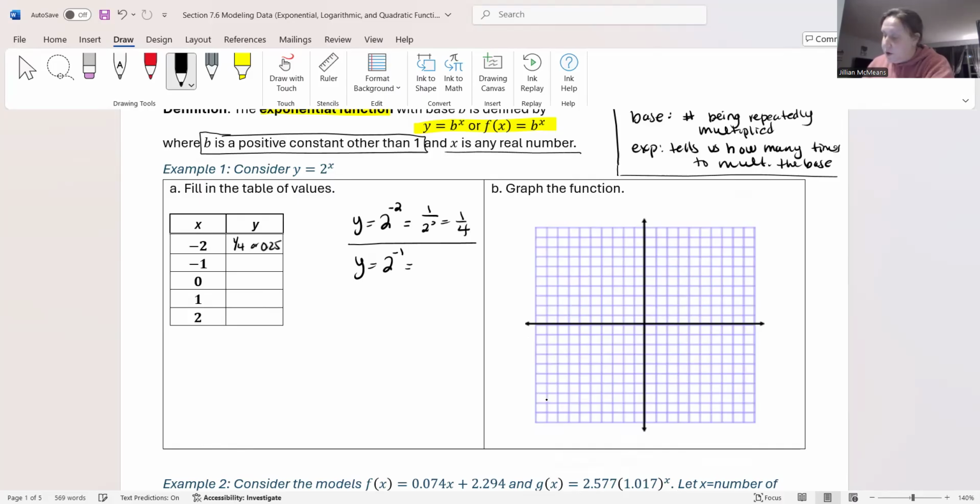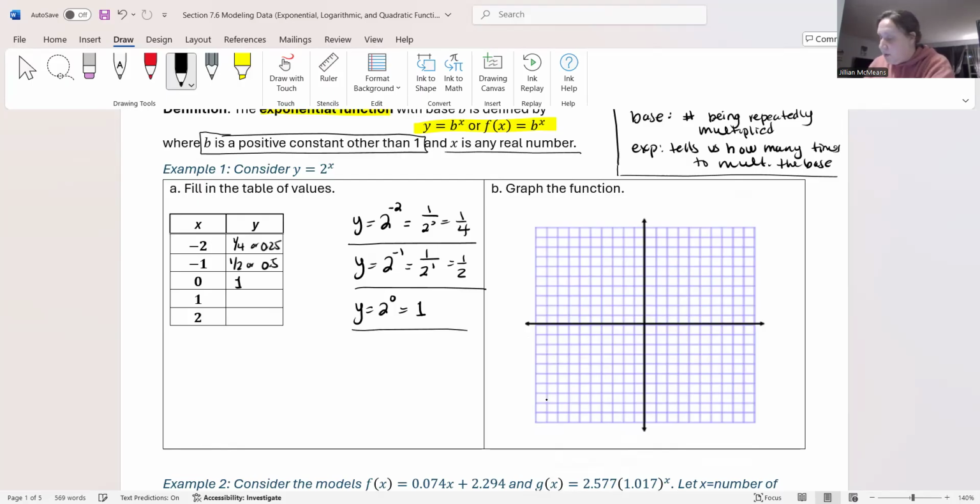Well, 2 to the negative first power is really 1 over 2 to the first power, or 1/2. And we could write that as 0.5 if we wanted to. Keep going. We get y equals 2 to the x, but x is 0. You have to go back to your definition of the 0 exponent. If you have a factor with 0 as the exponent, it just makes that factor equal 1.